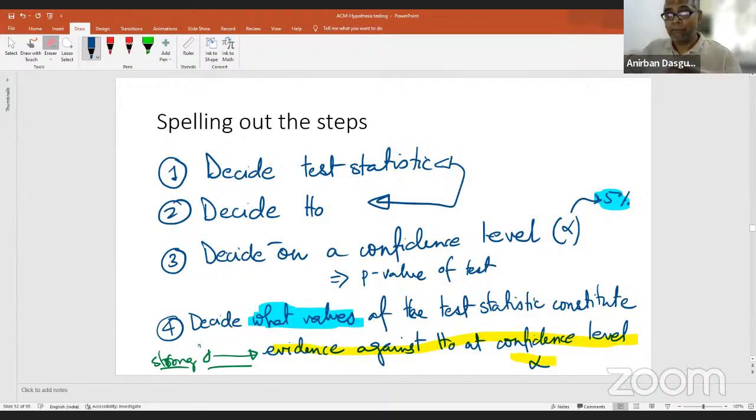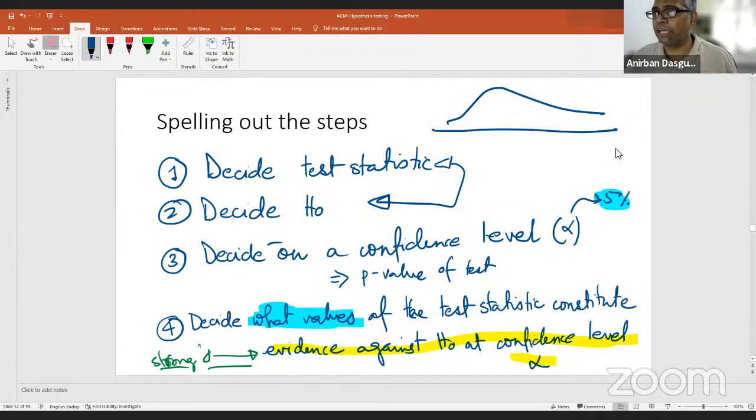And then, based on the confidence level, because you have obtained the distribution of the test statistic, you can immediately obtain which values of the test statistic constitute evidence against the null hypothesis at this confidence level. Basically, it's something like this. Do I have a picture? Yeah. It's saying that suppose this is the distribution of the test statistic.